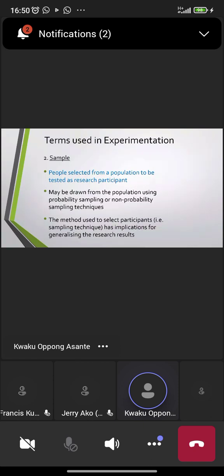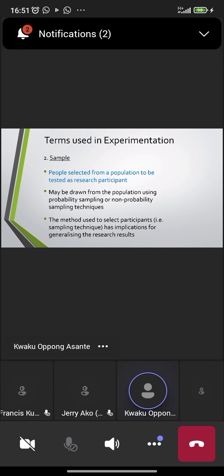So when we meet next year in research methods, we'll talk about ways in which we can sample people from a population. So what we call probability sampling and non-probability sampling. In effect, probability means that everybody has a chance of being selected, and that is probability. The non-probability means that the chance of being selected is not there.